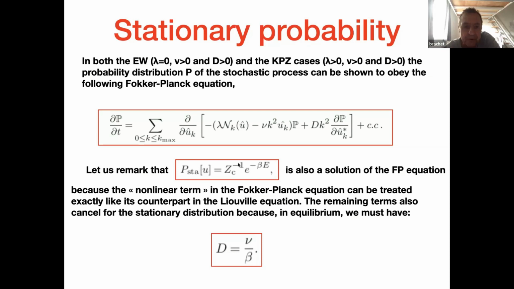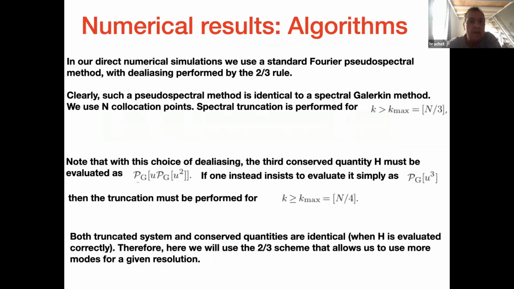So provided that we choose this relation between the temperature, viscosity and noise term, which is called the fluctuation dissipation relation, the equilibrium is the same whatever the value of nu and D, provided that they satisfy this. So the equilibrium will not change.